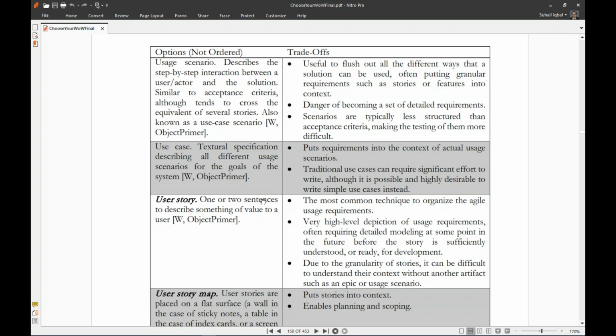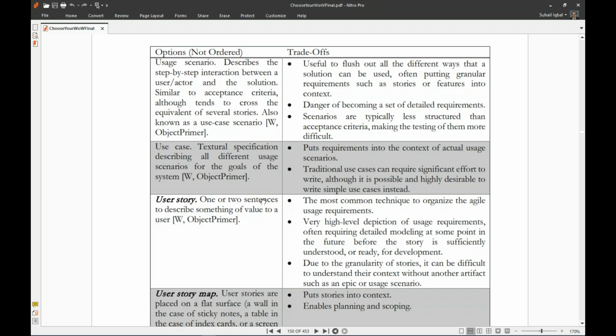Use case. A textual specification describing all the different usage scenarios for the goals of the system. It puts requirements into the context of an actual usage scenario. A traditional use case can require significant effort to write, although it is possible and highly desirable to write some simple use cases instead. User story, one or two sentences to describe something of value to the user.